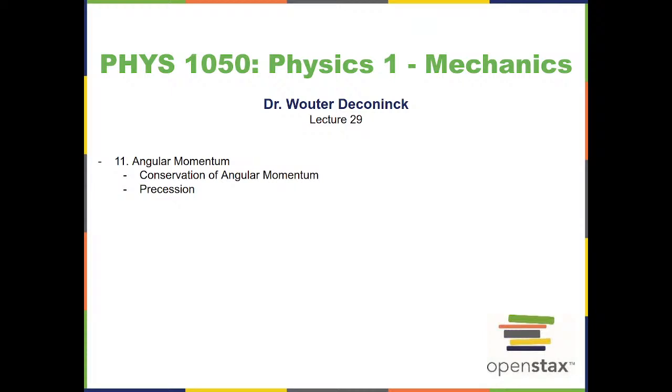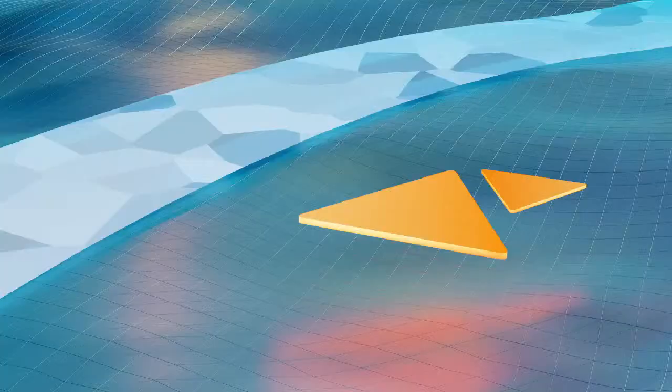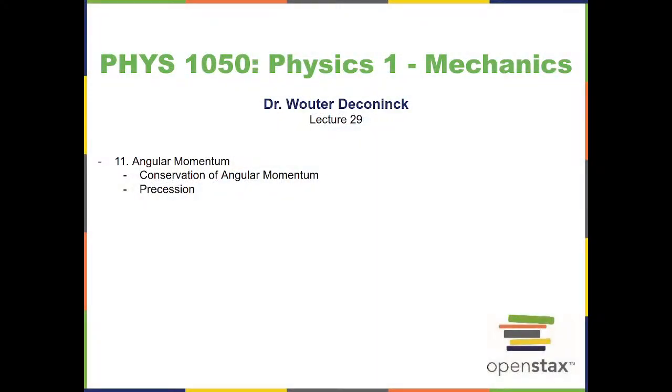Excellent, very well. So today we're gonna continue with angular momentum. We're actually gonna close out that chapter. So last time we introduced angular momentum, and we talked a little bit just at the end of class about conservation of angular momentum. So we're going to take that a little bit further today, compare it with linear momentum and conservation of linear momentum, and then we're going to talk about precession as something that follows from conservation of angular momentum.